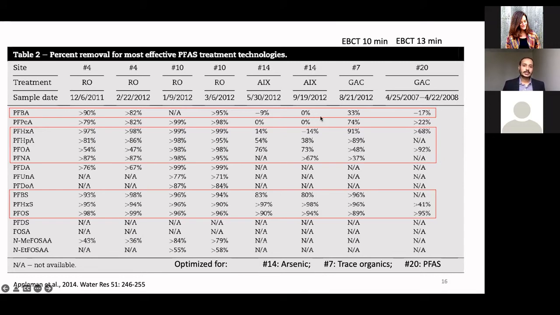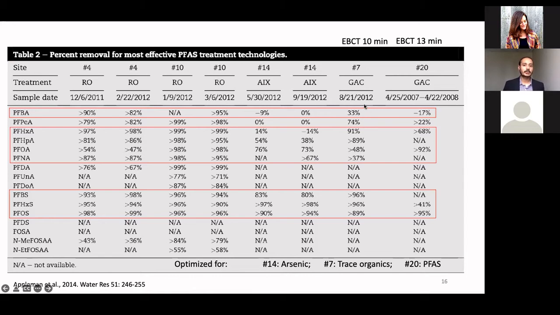In ion exchange resin treatment, long chain compounds were effectively removed, but only partial removal was observed for short chain compounds, as you can see in these numbers. Again, the reason here is that the ion exchange resin was not optimized or designed for PFAS treatment, but was more focused on arsenic removal. So the system design, or the EBCT, empty bed contact time, was set for arsenic removal rather than PFAS removal in the study.